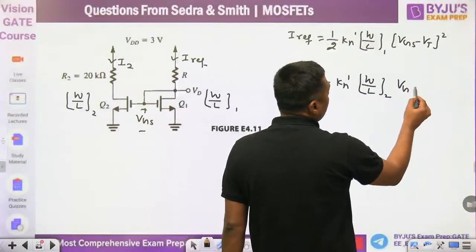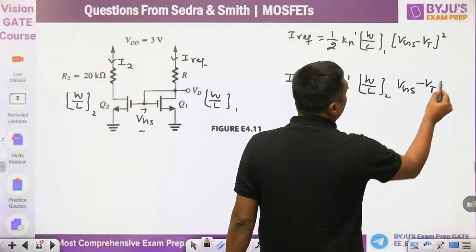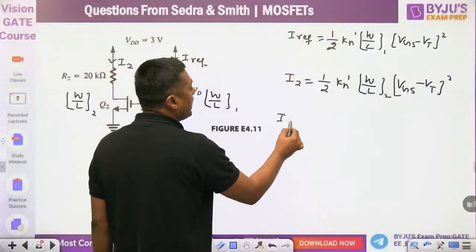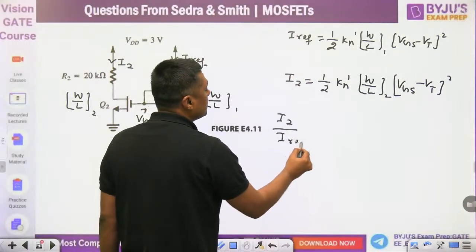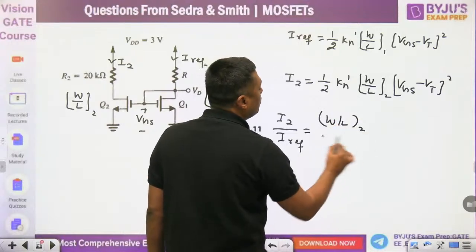VGS is the same. Why is VGS the same? They are connected in parallel. So VGS is the same, and VT is also the same. The whole square. Now divide those two equations. So you will get I2 upon I reference is equal to nothing but W by L of 2 upon W by L of 1.